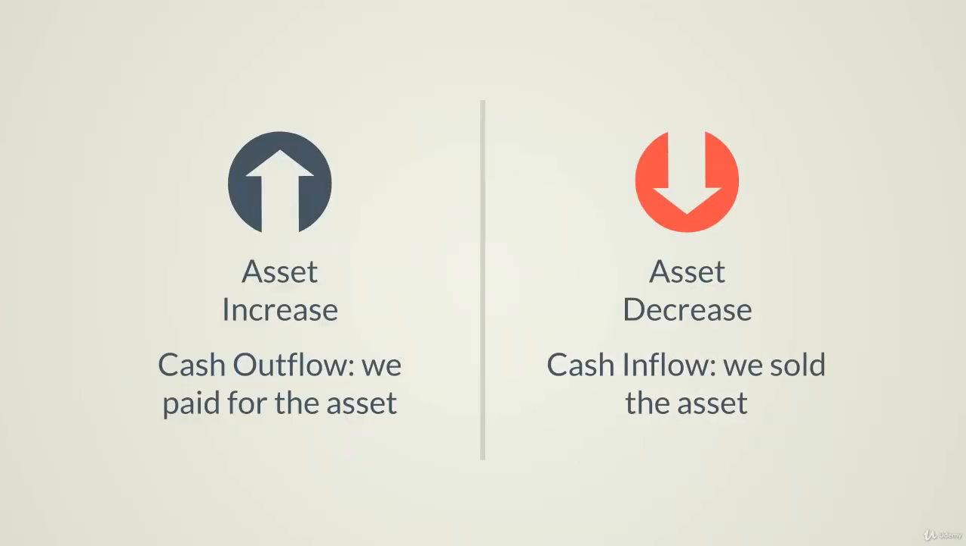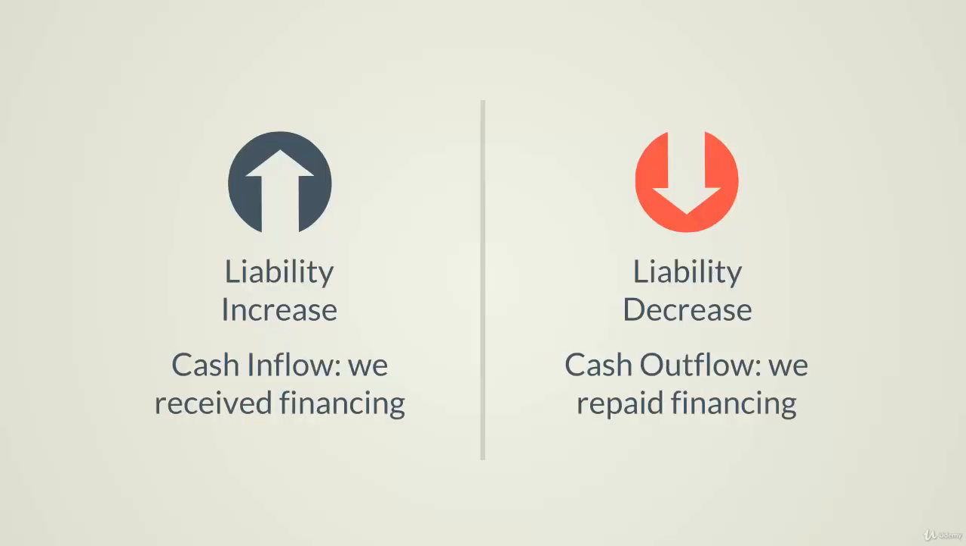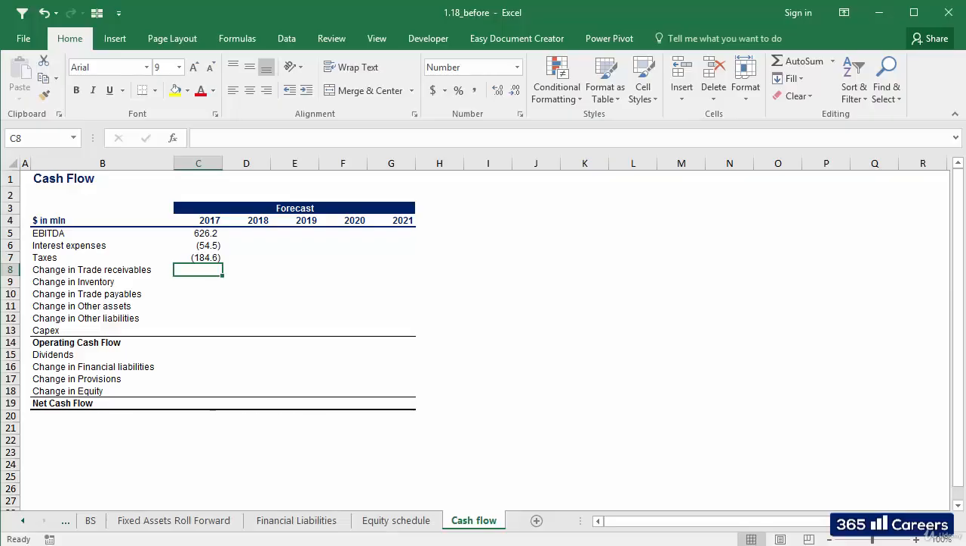If an asset increased, there was a cash outflow. We paid money to buy the asset. If an asset decreased, there was a cash inflow. We received money for selling the asset. If a liability increased, there was a cash inflow. We took debt or financing. If a liability decreased, there was a cash outflow. We paid debt. This is a good logic explaining the rationale behind cash flow calculation. It will be very useful to remember it when you have to construct or analyze a cash flow statement.